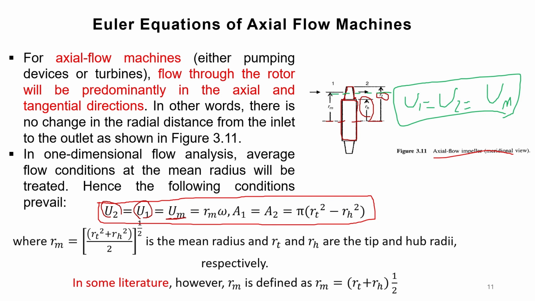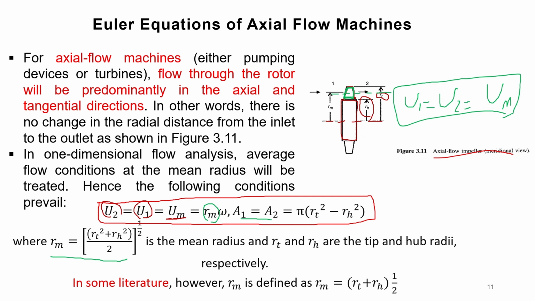Now this can be calculated as r sub m, the mean radius of the axial flow machine, times omega, the angular speed. Now A1 equals A2, so the area of the flow is this area, and it can be calculated as the difference between the tip area and the hub area. So pi times r tip squared minus r hub squared will get you this area. Okay, now the mean radius can be calculated.